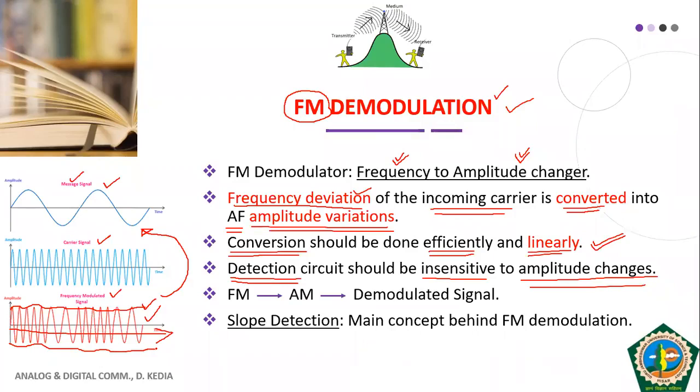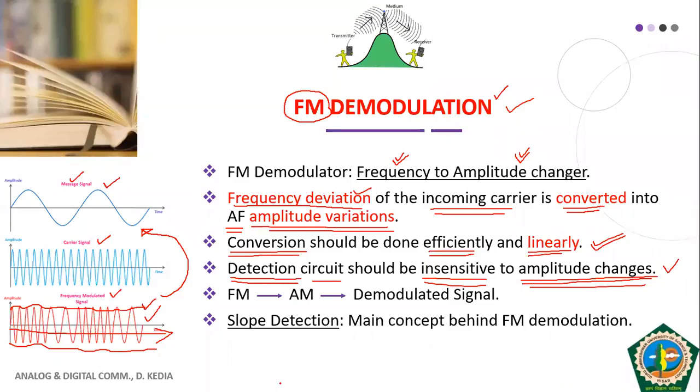So that's why our FM detection circuit must be insensitive to the amplitude changes, or in other words, the amplitude changes, if any, in the carrier or FM signal must be ignored or discarded. Now what is the main crux of FM demodulation?